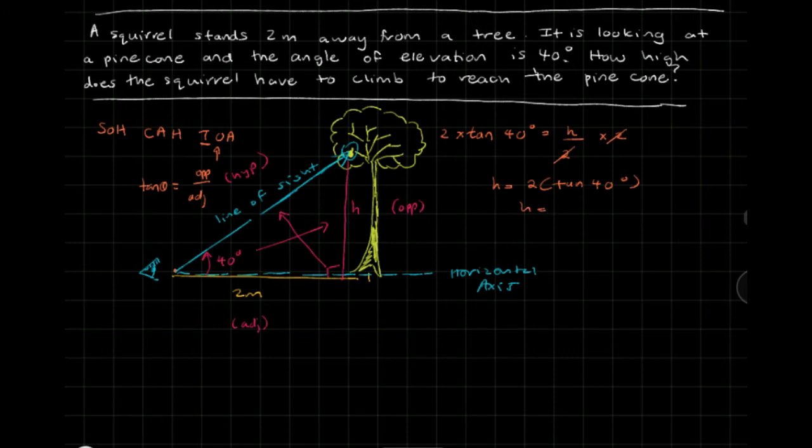So h is equal to, and I'm just going to punch this in my calculator to see what I get. 2 times tan 40, and that's going to give me 1.678. So let's round this to 1.68 meters. Okay, so how high does the squirrel have to climb to reach the pine cone? It's approximately 1.68 meters that it has to climb up.